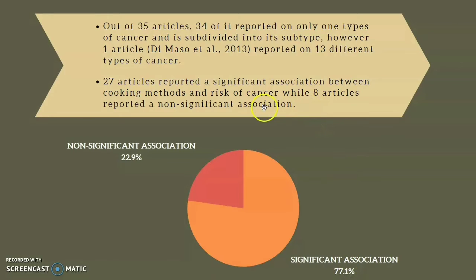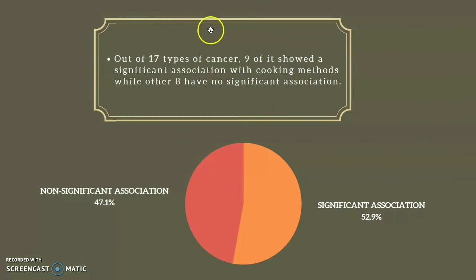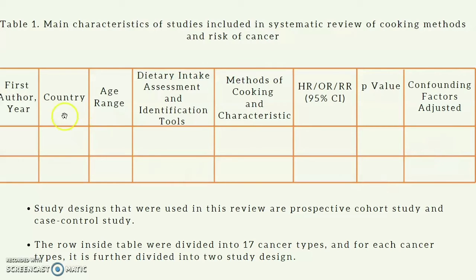77.1%, and 8 articles reported as non-significant association that account for 22.9%. So, out of 17 types of cancer, 9 of it show a significant association, which account for 52.9%, and the other 8 have no significant association that account for 47.1%. So, this is my table of evidence and the main characteristic of studies included.